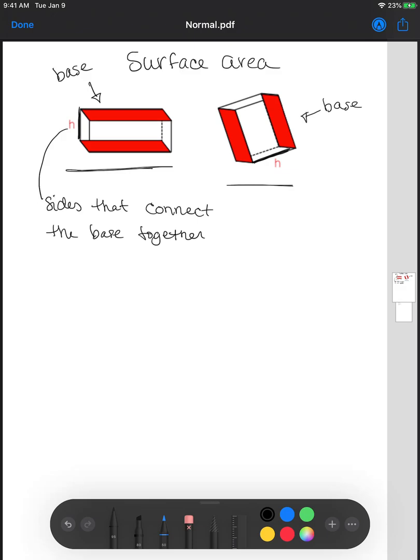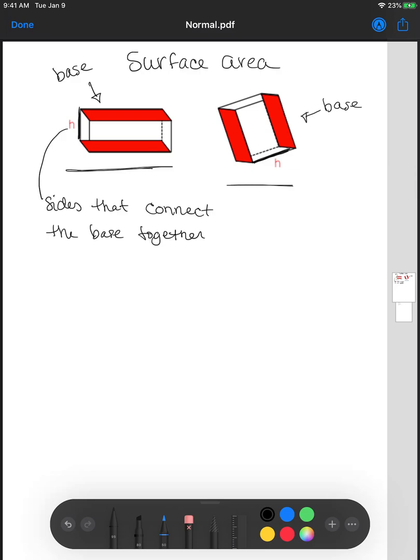And y'all will probably ask, why do we learn this, Miss Reyes or Miss Weaver? It's going to be for when you want to cover a box or wrap a box and you need to know how much wrapping paper you're going to need, or when you're going to paint a box or any kind of rectangular prism.